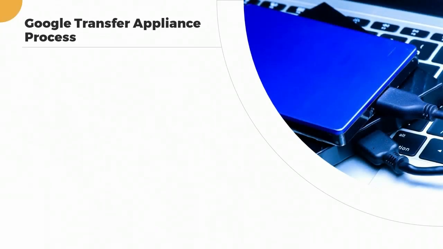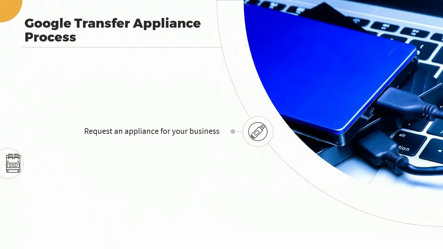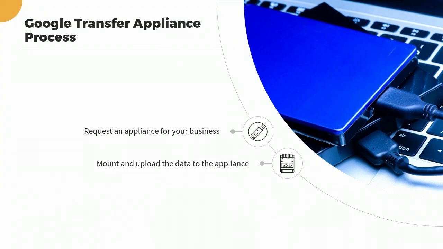Now, the Google Transfer Appliance process involves requesting an appliance for our business. That's the very first step. Google is going to work with us so that we have the correct appliance for our requirement. And we get to upload our data by mounting the SSD to the appliance, whether that's a Linux or Apple macOS system or a Windows system. Then I can ship the appliance back to Google when it's finished, which will complete the transfer and seal the appliance. Google will then upload the data to our Google Cloud Storage bucket and then wipe the appliance when we're done.